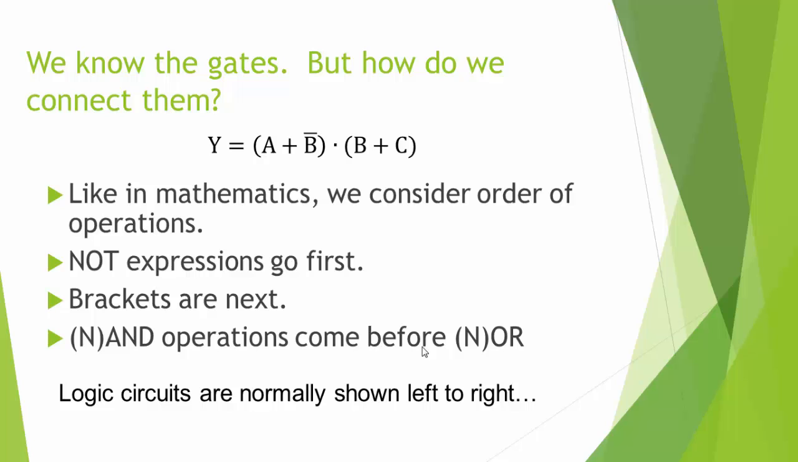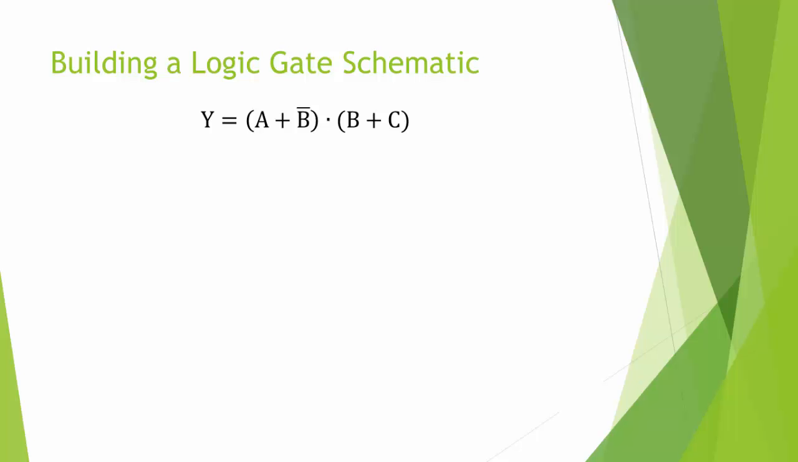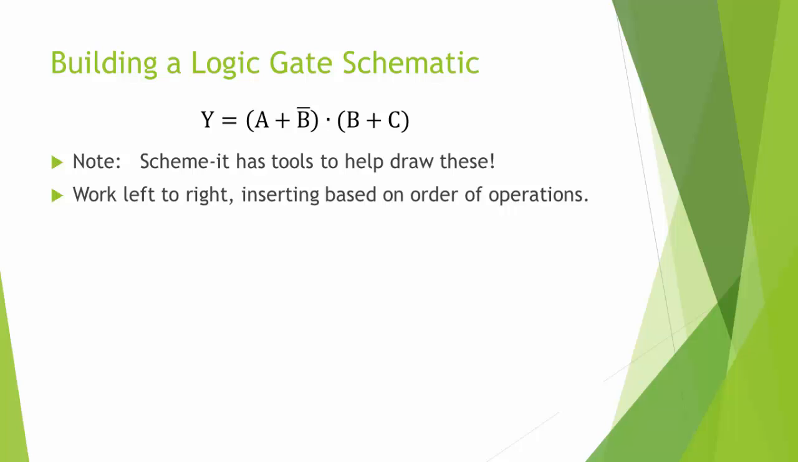Now, logic circuits are normally shown left to right. If you ever construct them right to left, it's going to raise a few eyebrows. No great reason for it, but it's how we typically do it. Okay, so what we can do now is use these rules to create a schematic for our expression. If you want to, you can draw these by hand, but Schemit, the free online circuit drawing tool that we saw, will also let you draw schematics for Boolean circuits.